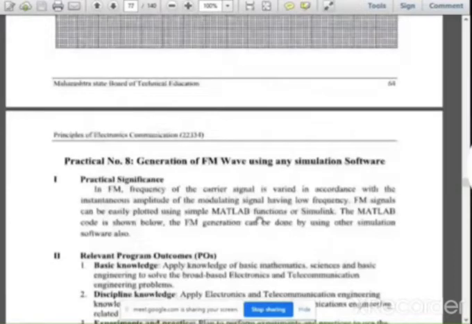Good morning students. Today I am going to perform experiment number 8 of Principles of Electronic Communication, that is, generate FM wave using any simulation software. So here we are using MATLAB software for generating the FM wave.